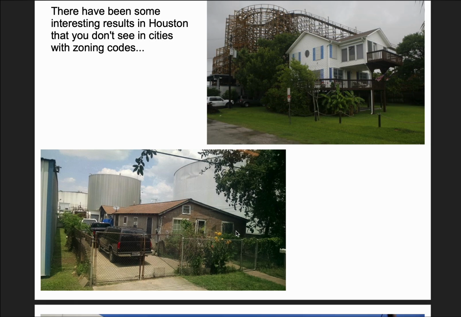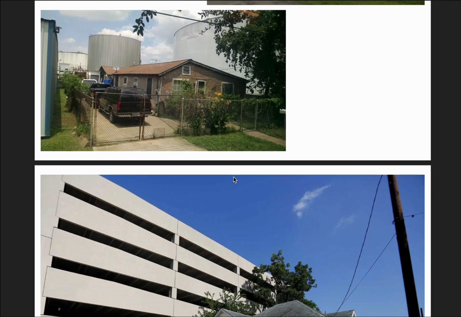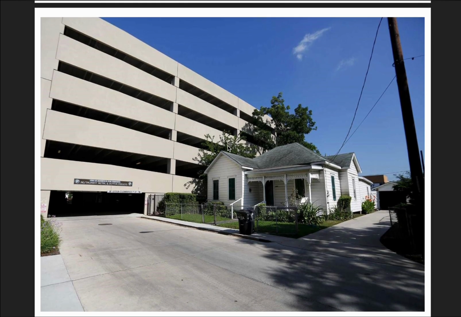So it is important to have zoning codes, because you don't want to have your house built beside a parking lot. Obviously this house was here first before this parking lot was built, but because there are no zoning codes in Houston, you'd have this kind of situation.